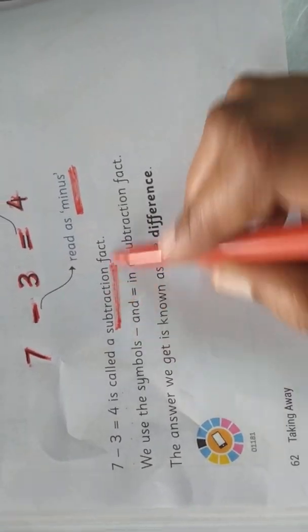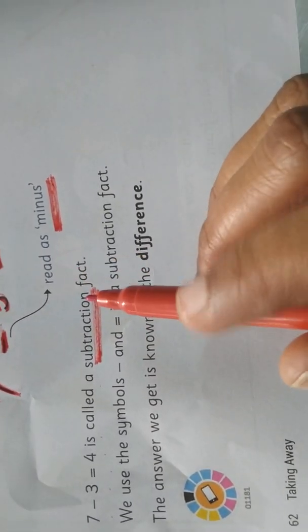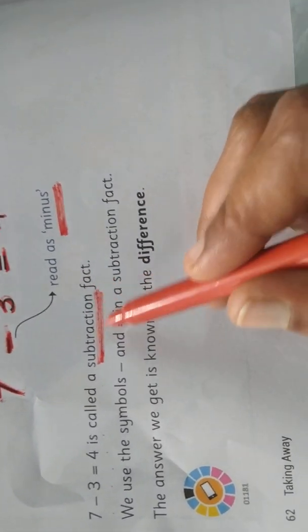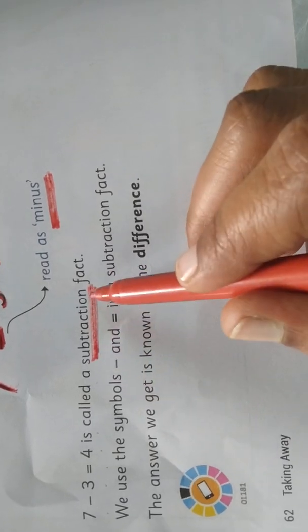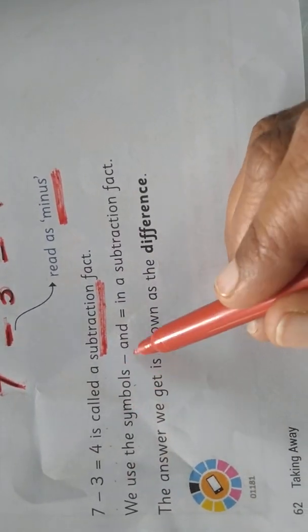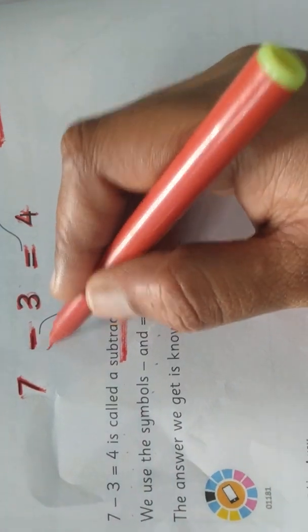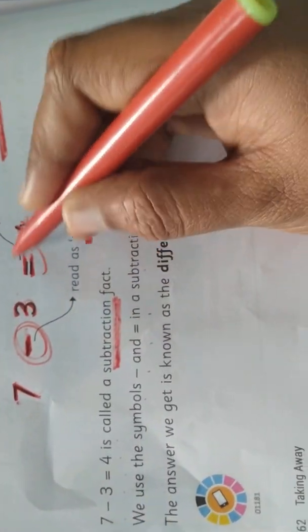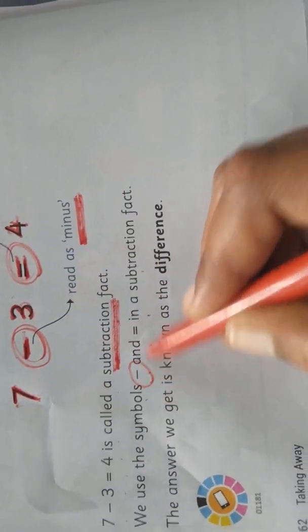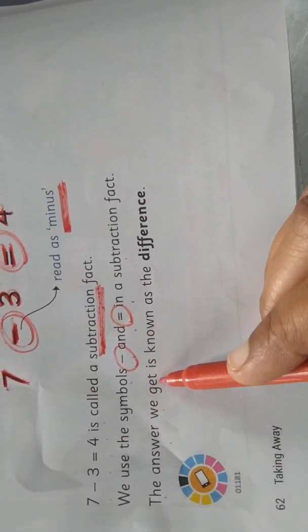We are doing taking away, no? That is called subtraction. In the first video itself I have said subtraction. Taking away is also known as subtraction. We use the symbols minus and equal to in the subtraction fact. What are the two symbols we are using here? Minus, equal to. The answer we get is known as difference.